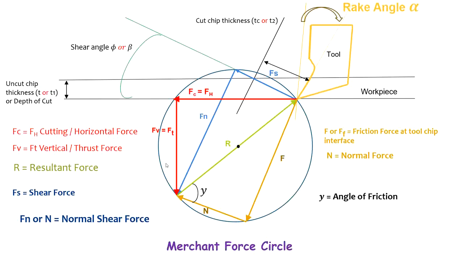Now, what are the advantages of this Merchant force circle? The advantages are, we can find out power consumption using the cutting force and velocity. Then we can find out the friction generated at the tool-chip interface here. Then the limitation is, it is valid only for orthogonal cutting. So in this way, we are going to draw the Merchant force circle in a simple way. Thank you.